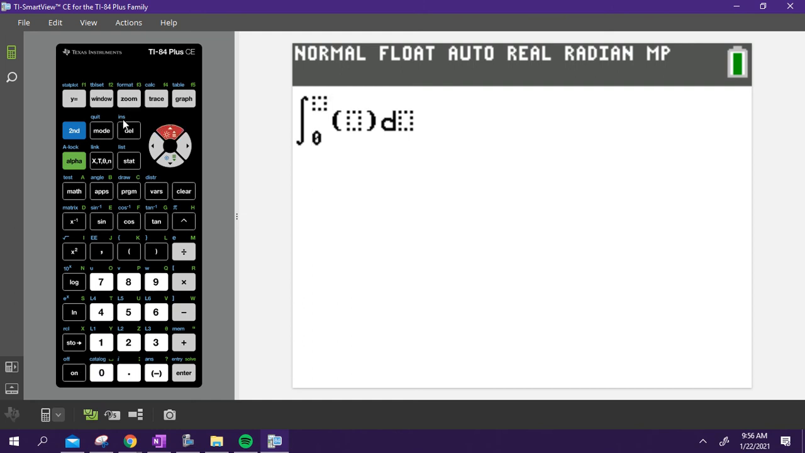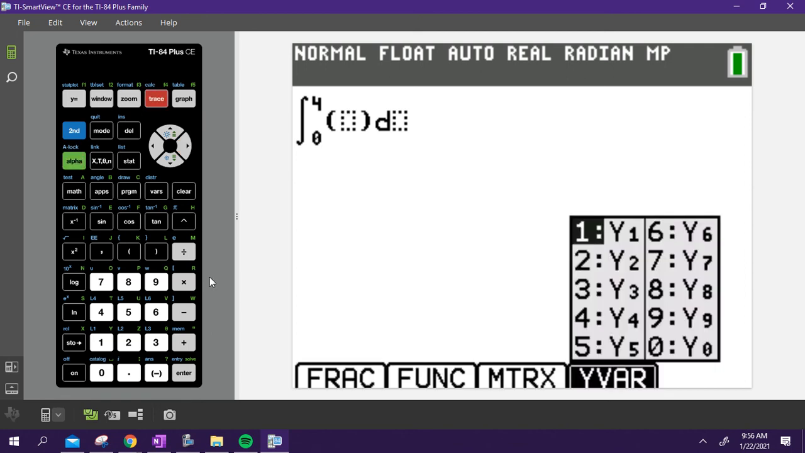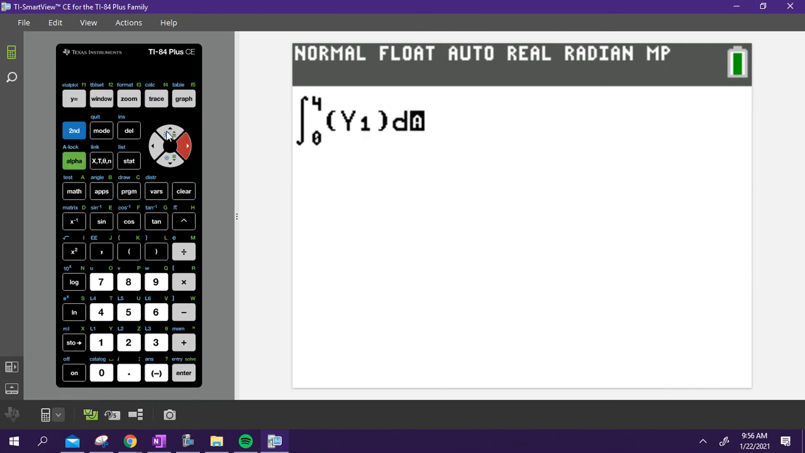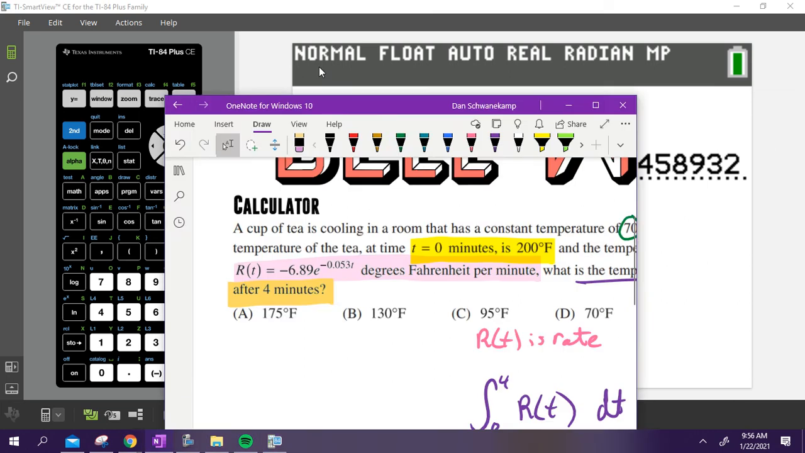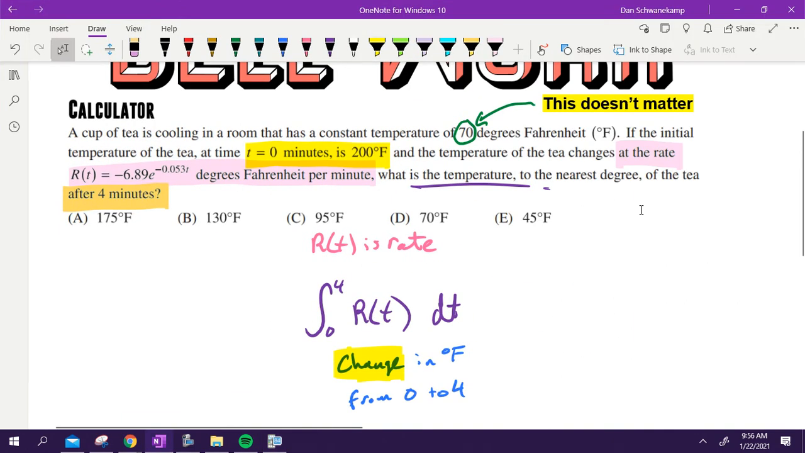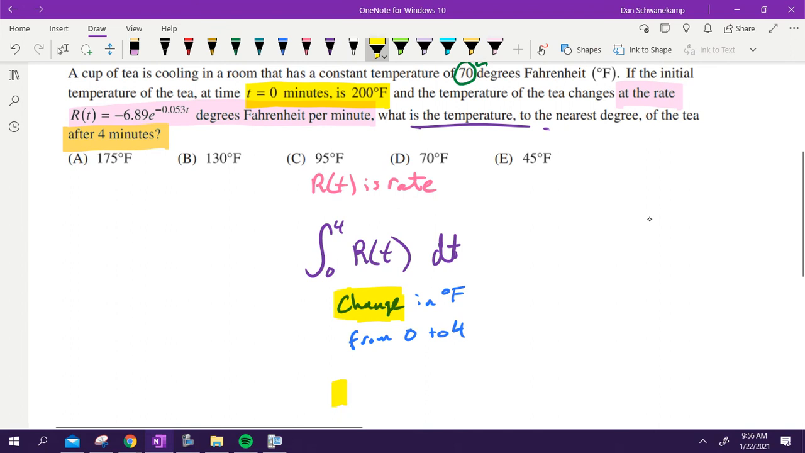Remember, if your calculator dies, there's a good calculator app on iOS on Apple called Calculator 84 or Calculate 84. That would be a good thing to download in case you don't have your calculator with you. You're integrating that function. So in this case, I'm just going to go alpha F4 and pick Y1. And then dx. I hit enter. Boom. There is my answer. Negative 24.834. So I got negative 24.8 something.